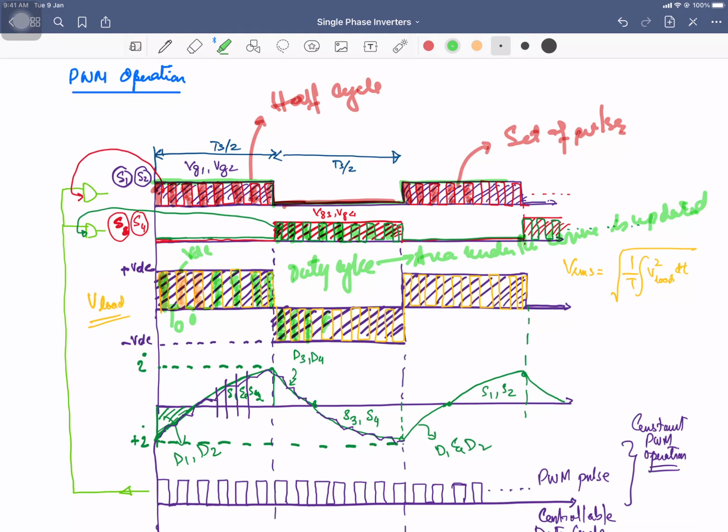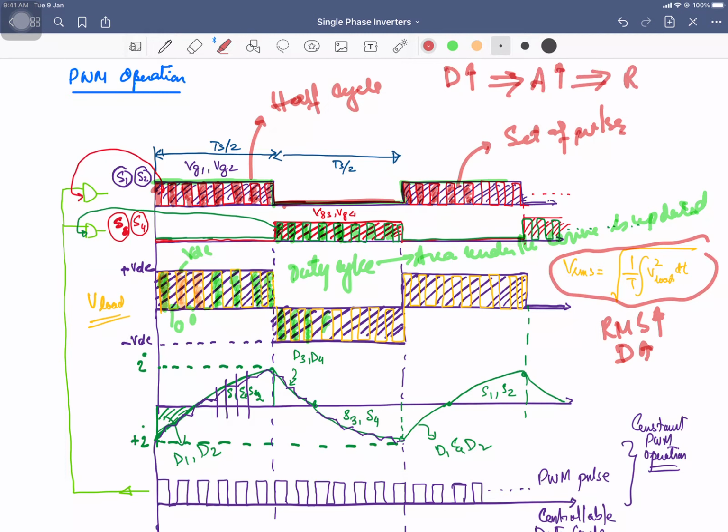And if the area under the curve is updated, just look at this one, the RMS value will go up if we increase the duty cycle. So if the duty cycle is increased, it means the area covered will be increased, and it means the RMS value will be increased. And if you decrease the duty cycle, the RMS value will be decreased.